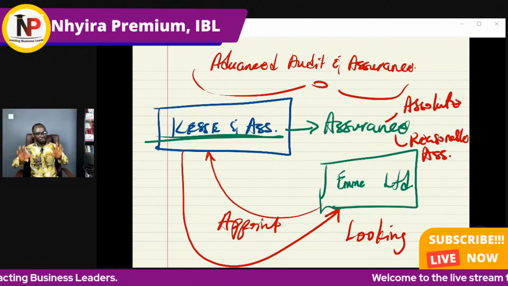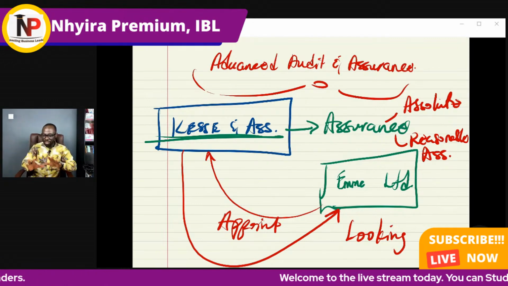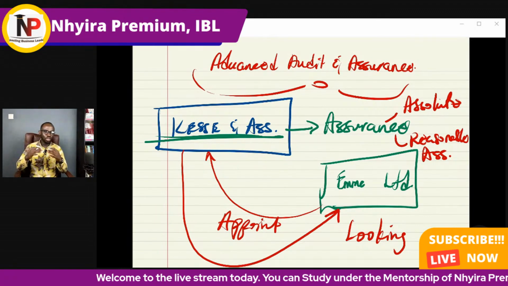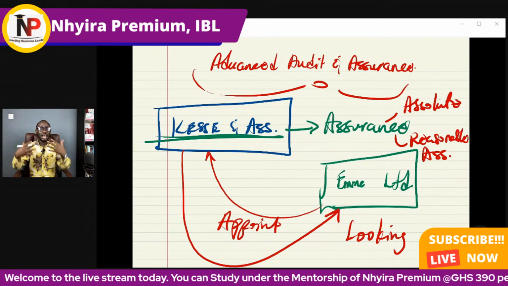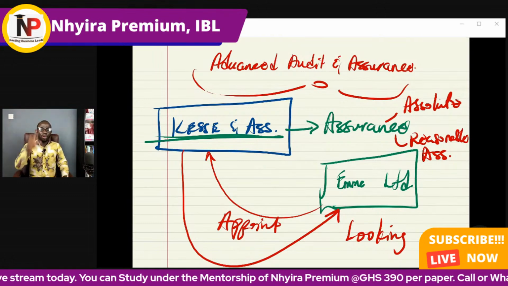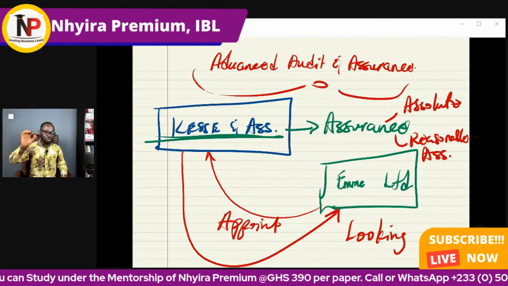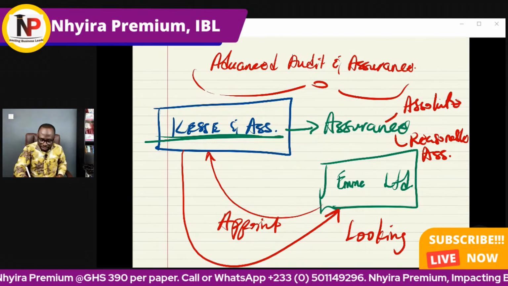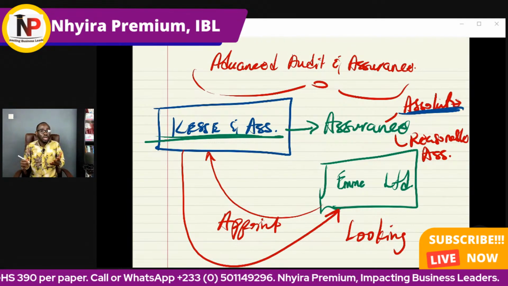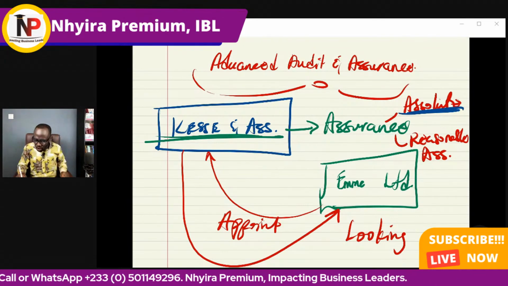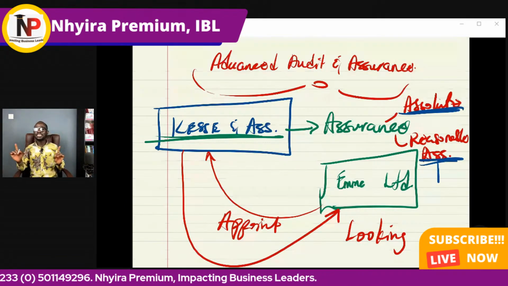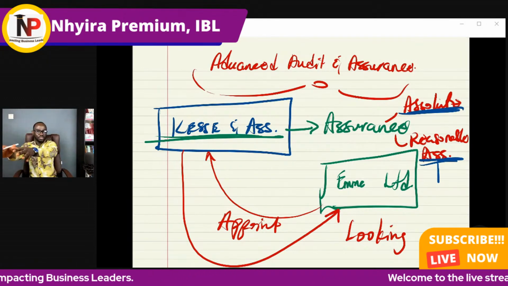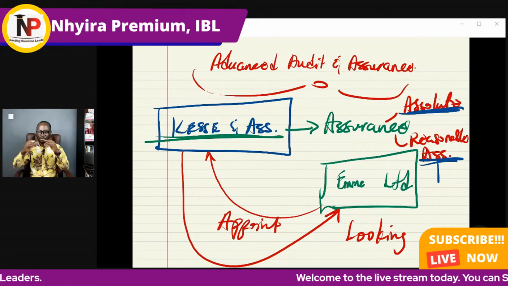You know, it's just a scope of the syllabus, but then I'm just trying to give you some tidbit as well as we get into the discussion about this. They are not giving us absolute assurance, meaning that they are not saying everything is good. No, they're just giving you reasonable assurance based on the evidence they got. So auditors don't give absolute assurance, they give reasonable assurance.